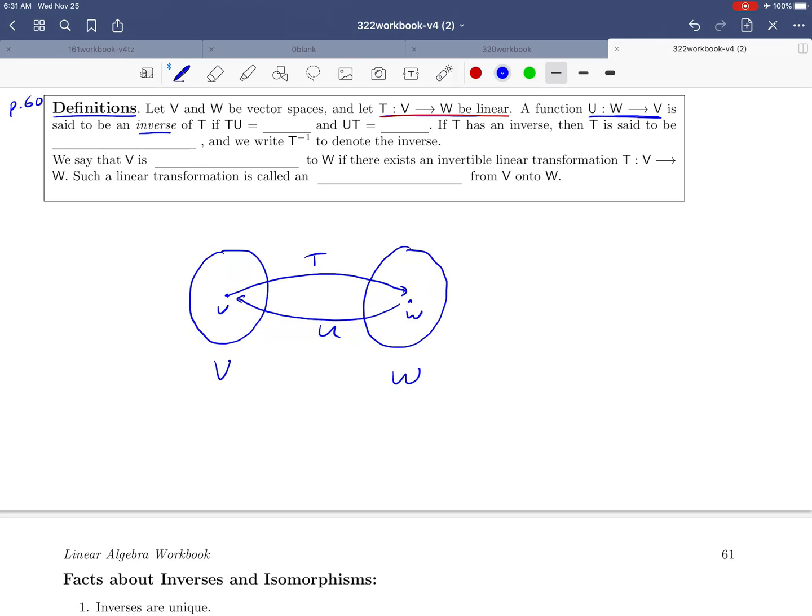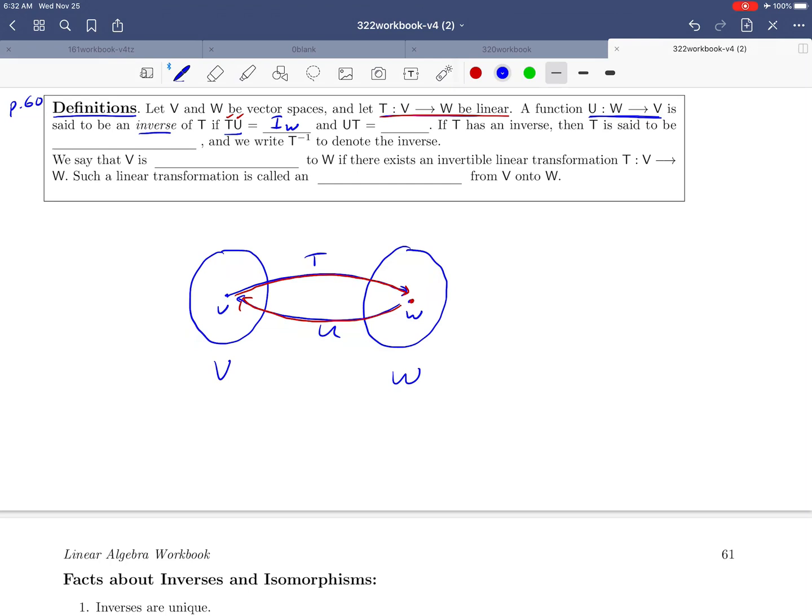I'm hoping that with this picture, we can figure out what goes in these two blanks. So let's start with TU. Again, that's function composition, T composed with U, which means that we're going to apply the function on the right first, the U. Which means that we actually have to start over here with the vector W. We'll first apply the linear transformation U, and then we'll apply the transformation T, which takes us right back where we started. So the net result of TU is to start with a vector W and to end up at that same vector W again. So this is the identity transformation. We plugged in W, we got out W, and so what we could fill in this blank with is the identity transformation on W.